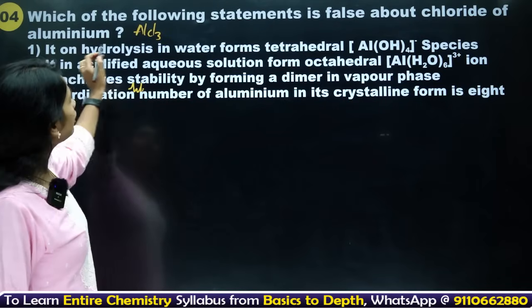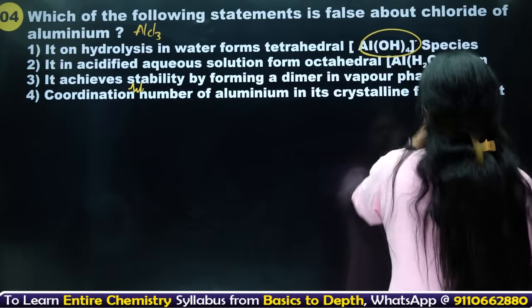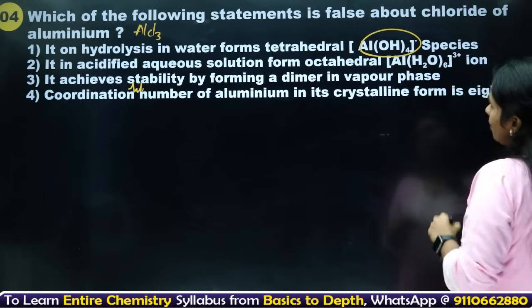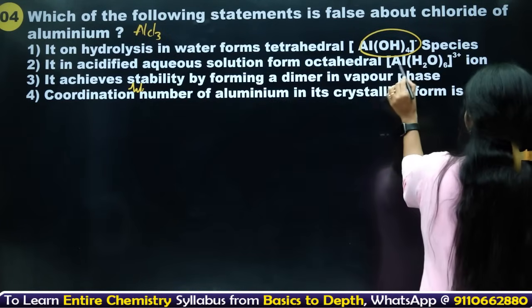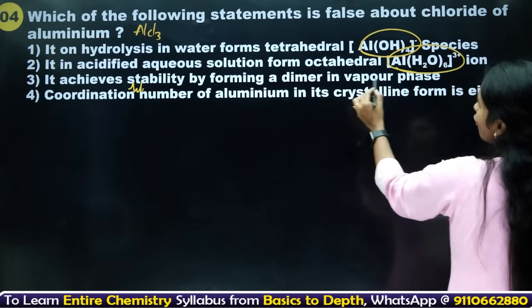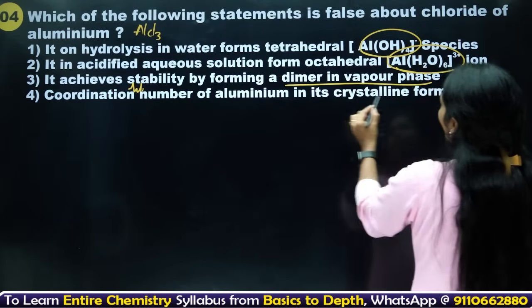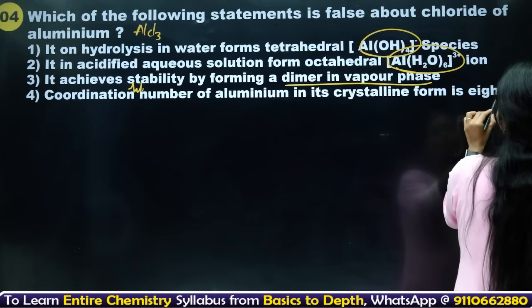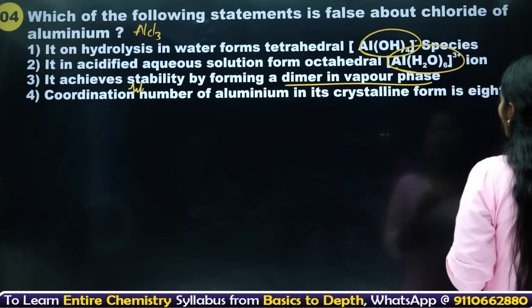AlCl3 on hydrolysis in water forms a tetrahedral species like this, Al(OH)4 minus, and in acidified aqueous solution forms an octahedral species like this, and it achieves stability by forming a dimer in vapor phase, and the coordination number of aluminium in its crystalline form is 8. These are the 4 statements given. Here one important point I want to tell you.